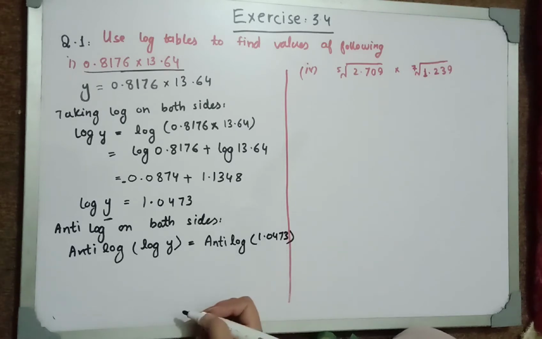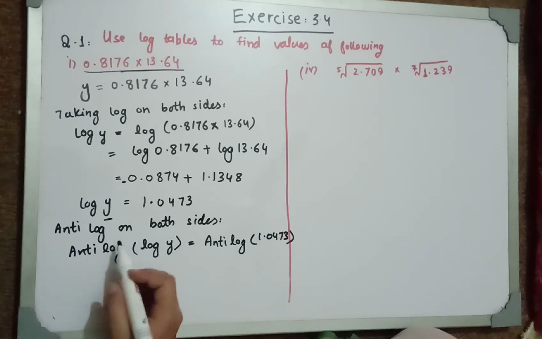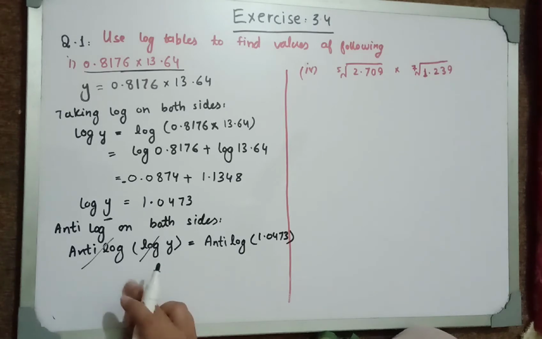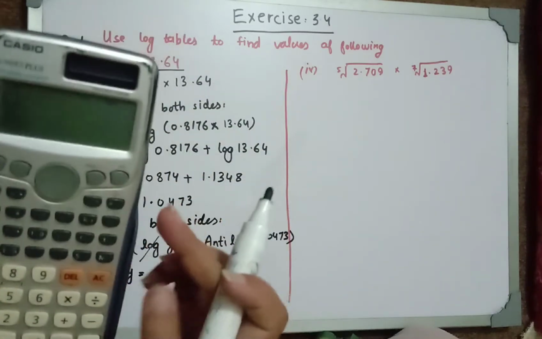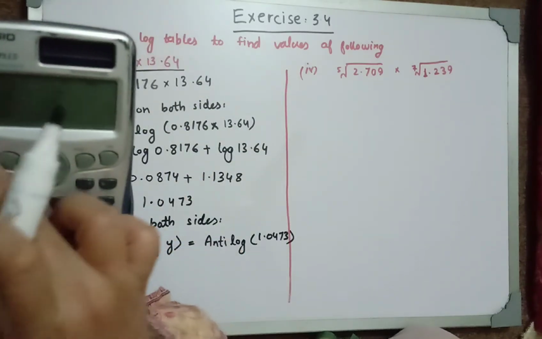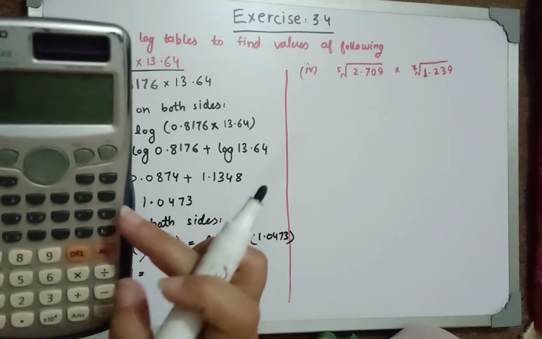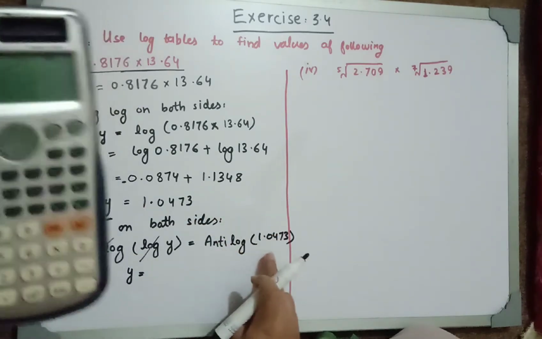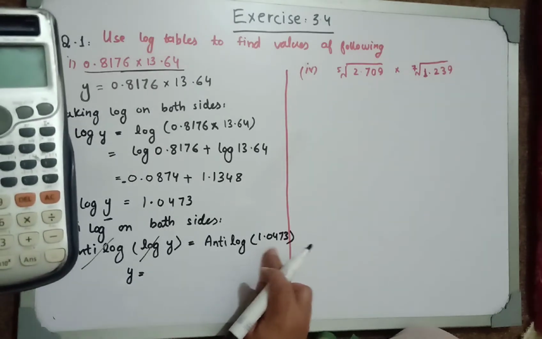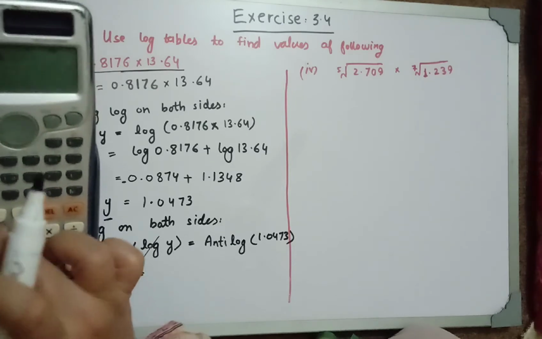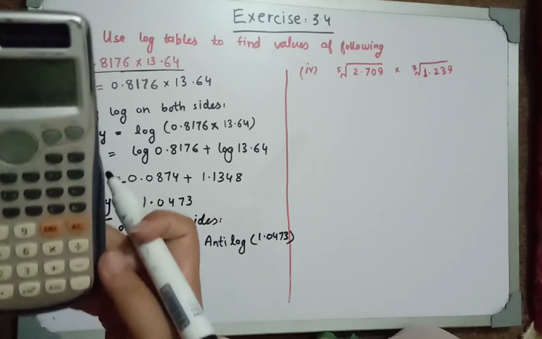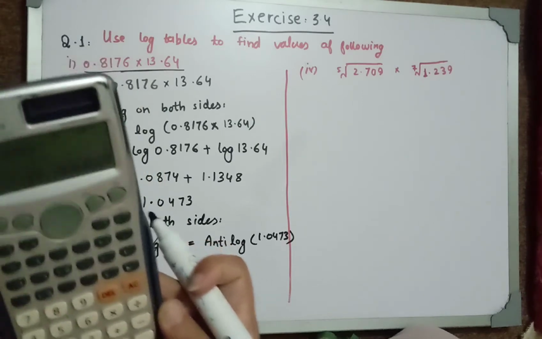1.0473. Now as I told you earlier that anti-log and log cancel each other, on this side we are left with y only. And now we will find the anti-log of this value. So how do we do that? By using the calculator. First you press shift, then you press log, and then you enter the value, which is 1.0473 in this case, and it comes out to be 11.15.